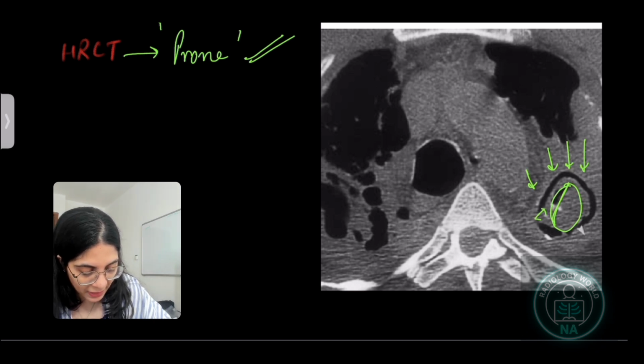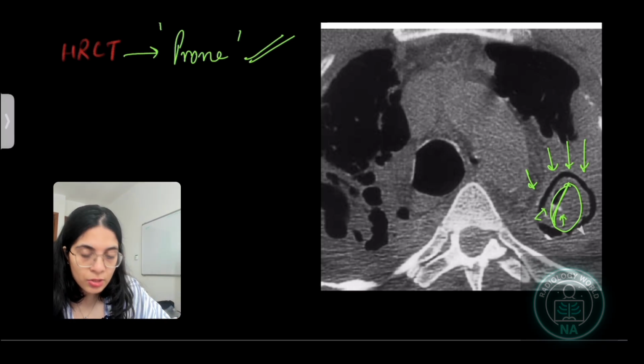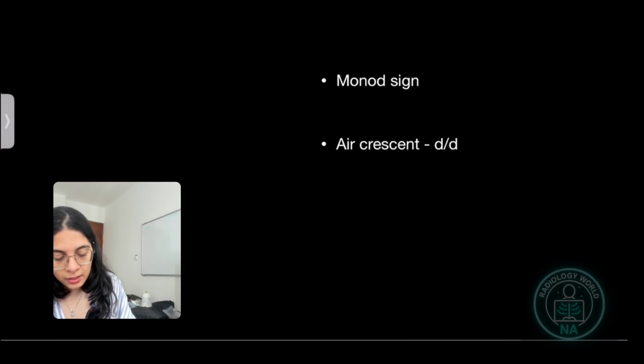There are some specks of calcification also within this particular ball, these hyperdensities you can see, and then there is an air-crescent. This is the lucency of the air which is seen around this particular solid mass. Okay, so this is basically your air-crescent sign. Okay, so let's now move towards the differentials.